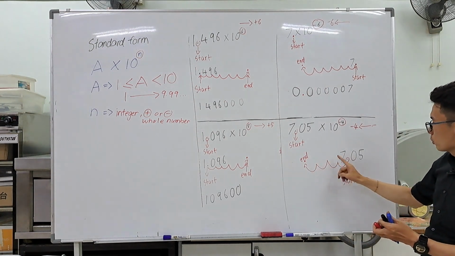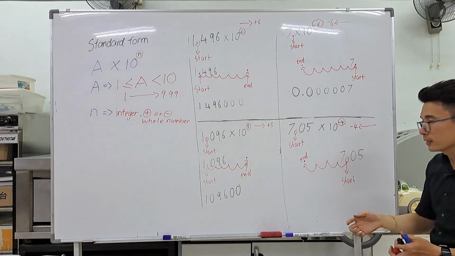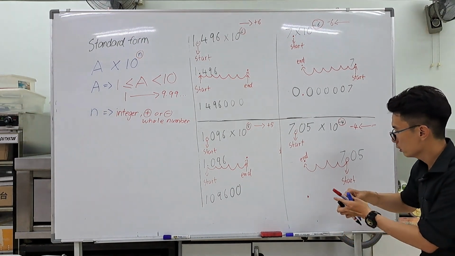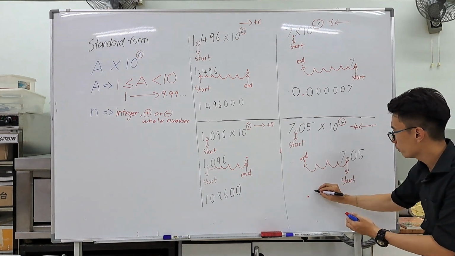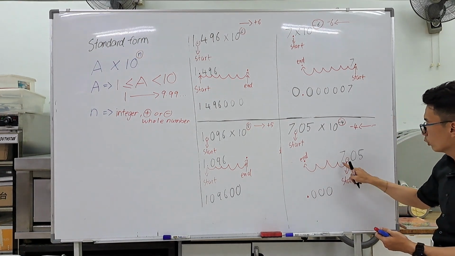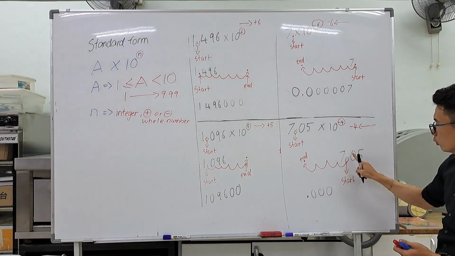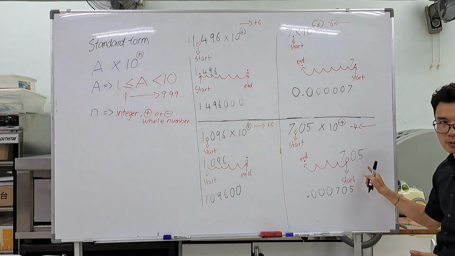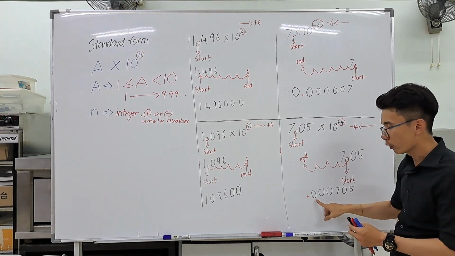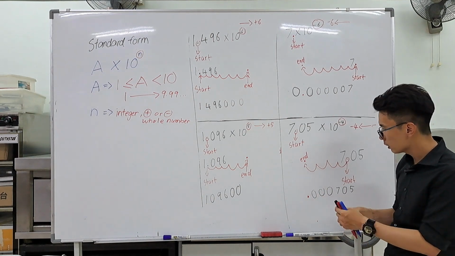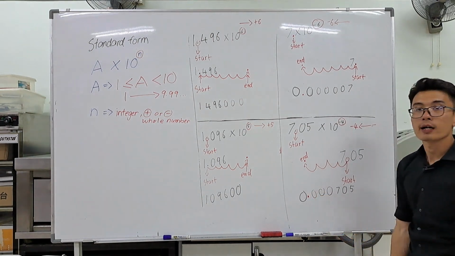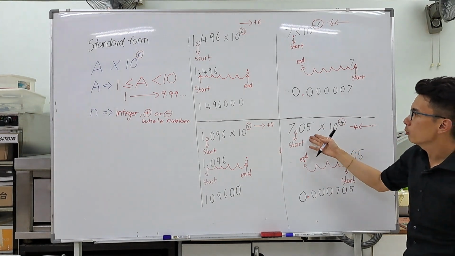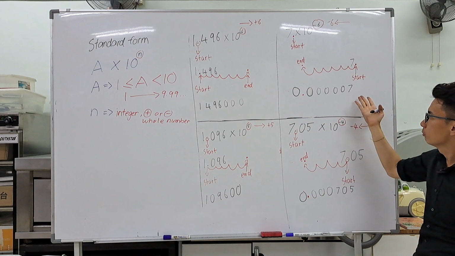All the empty pockets you see here, you will be replacing with zeros. Your final answer will look something like this: point, I have 3 empty pockets, so I put 3 zeros. And don't forget all these 3 numbers as well: 7, 0, 5. You have to write down everything here. And then finally, this is 0.0, which means you should add a 0 in front. So this is how you convert a standard form into either a whole number or a decimal number.